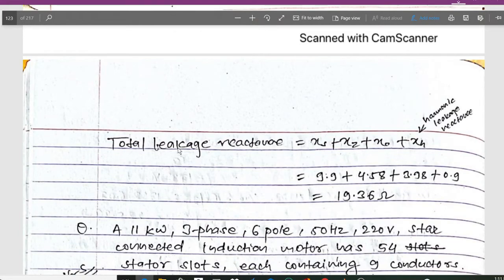So the total leakage reactance will be XS plus XZ plus X0 plus XS, where XS means the harmonic leakage reactance, which is given in the question as 0.9 ohm. If you add all the values, we will get the total leakage reactance, and the total reactance right now will be 19.36 ohms.